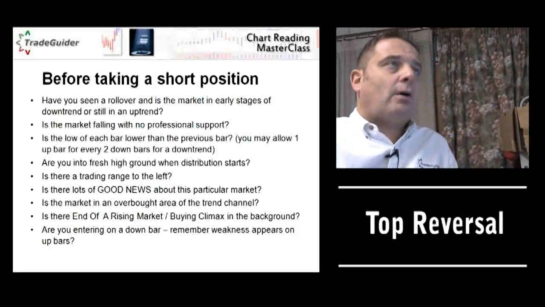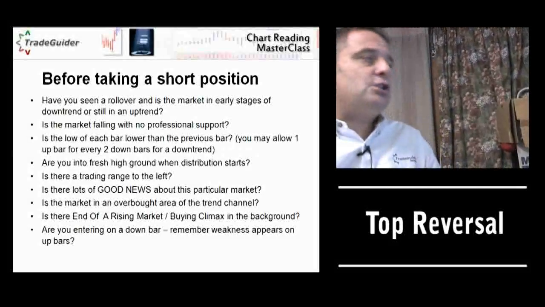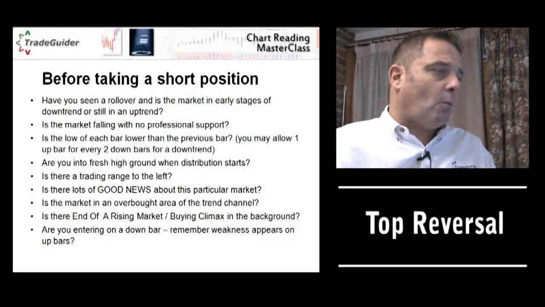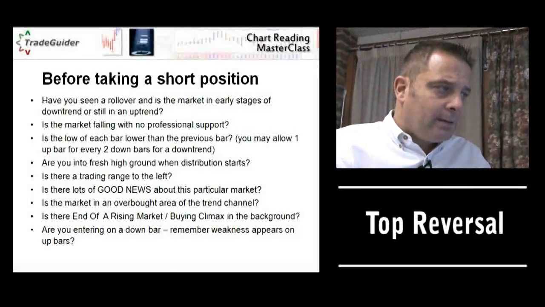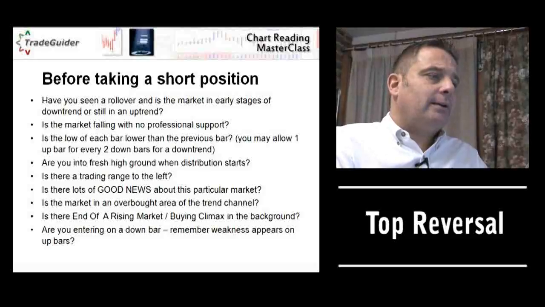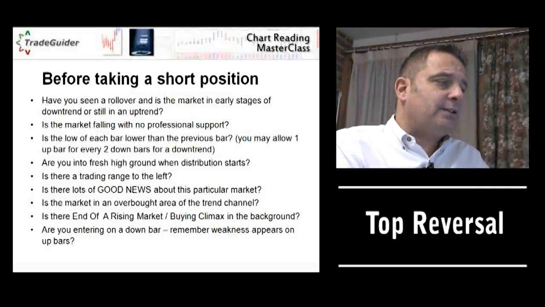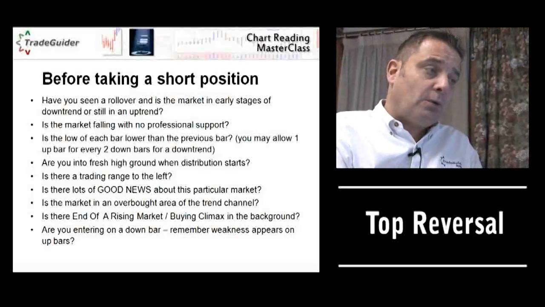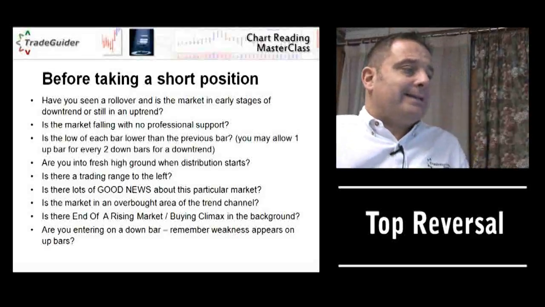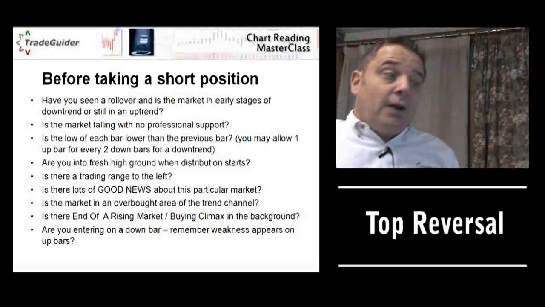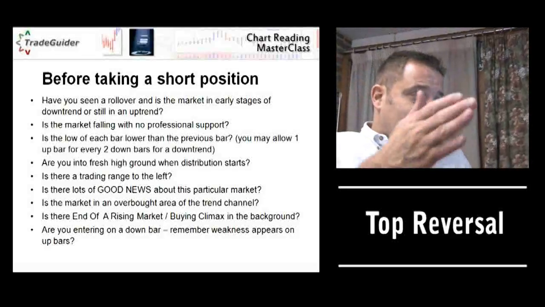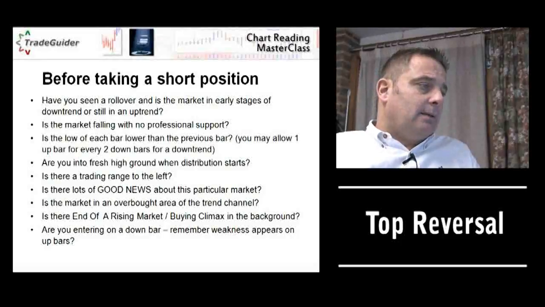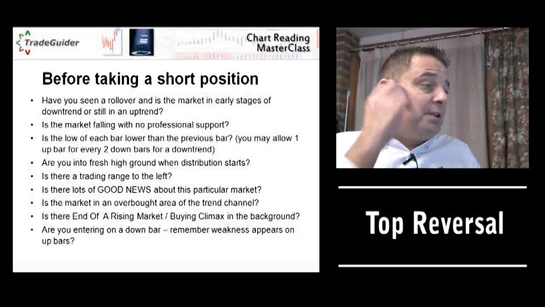Now let's summarise shorting the market. The things you need to know and ingrain in your brains to say, what do I need to look for? Have you seen a rollover? And is the market in the early stages of a downtrend, or is it still in an uptrend? Ask yourself that question. You don't want to short in an uptrend. Is the market falling with no professional support? So it just keeps coming down on high volume and closing on the low. Is the low of each bar lower than the previous bar?